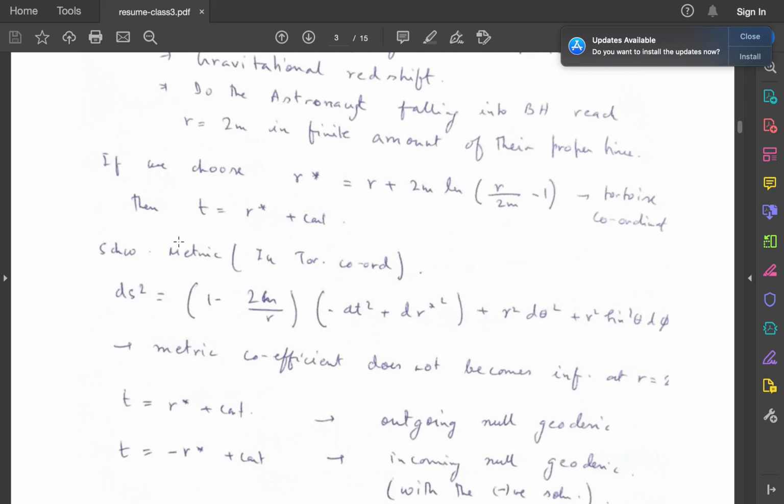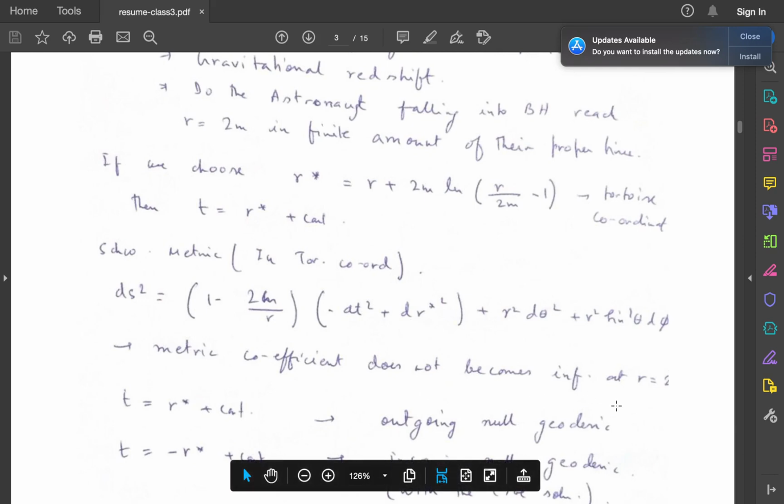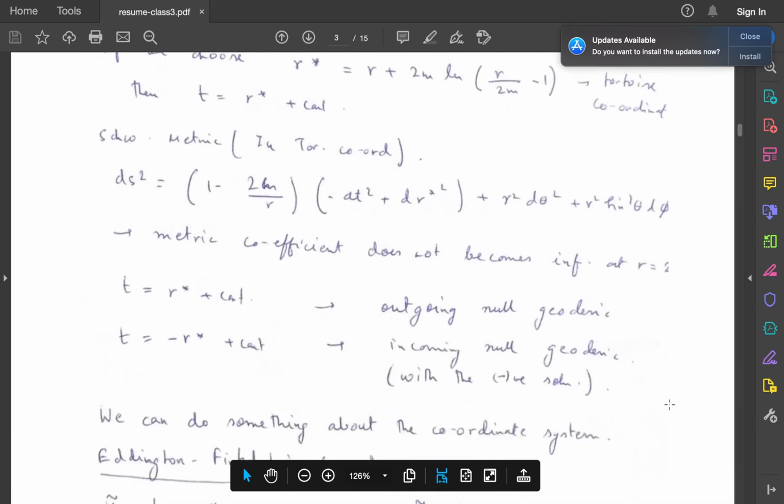What does this do? If I then take t equal to r star plus some constant, then the Schwarzschild metric in this coordinate you can calculate first. This is homework. Calculate this. The Schwarzschild metric becomes (1 minus 2m by r) times (minus dt squared plus dr star squared) plus the angular part. So the metric coefficient does not become infinity at r equal to twice m. Okay, this is the important point.